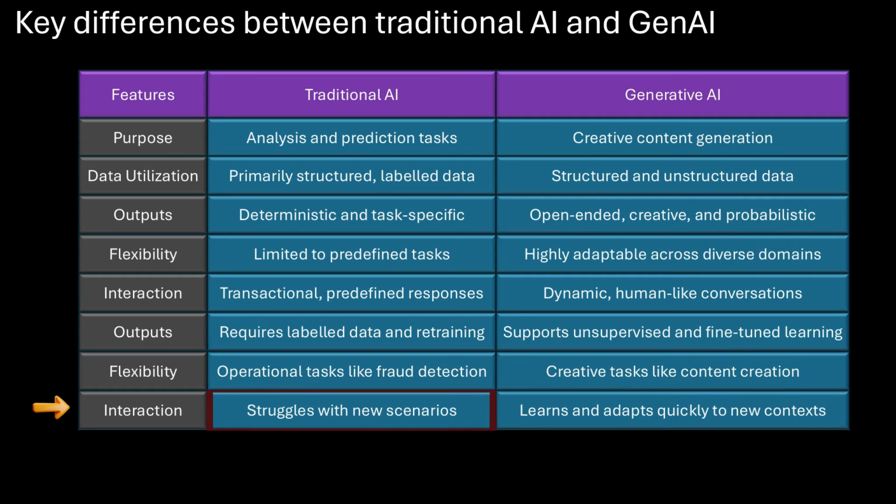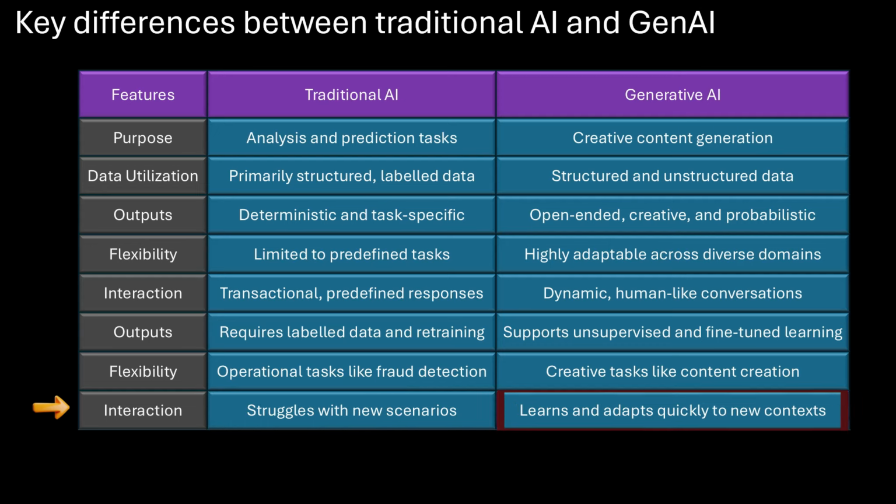Traditional AI struggles to adapt to new or unfamiliar scenarios without retraining. It requires updates to its training data and algorithms to remain effective in evolving environments. For example, a customer behavior prediction model must be retrained to account for changing trends.